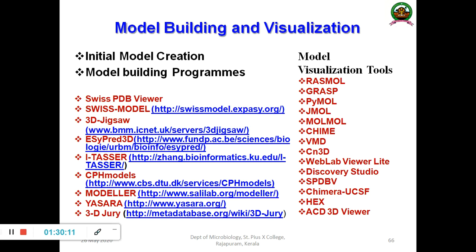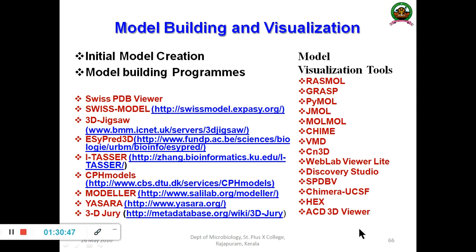How will you do homology modeling? These are some of the tools you can use. The initial model building programs: you can see this is freeware, Swiss PDB Viewer. That is free software. Swiss Model, that is a web version, an excellent tool. Then 3D-JIGSAW, EsyPred3D, I-TASSER, CPH model, then MODELLER, which is one of the excellent tools. Then 3D-JURY, then YASARA, then Discovery Studio. So many versions are available.